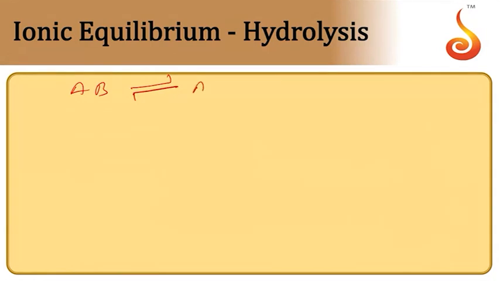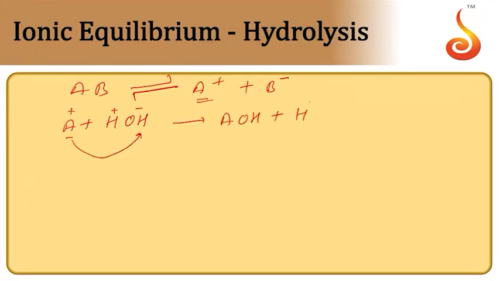dissolved in water, it first of all undergoes ionization, giving A plus and B minus. Suppose A plus is a strong conjugate ion. A plus reacting with water, H plus and OH minus, will react with OH minus to form AOH, releasing H plus ions, which means the entire solution is going to be acidic in nature.